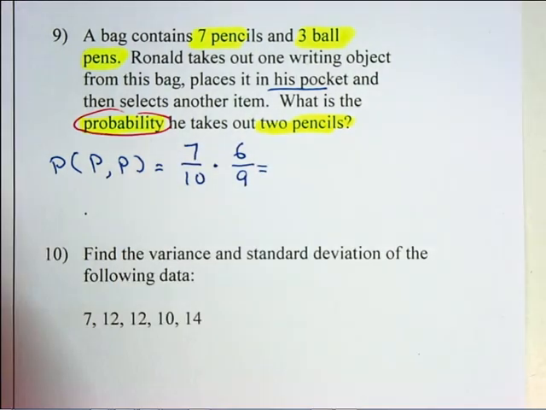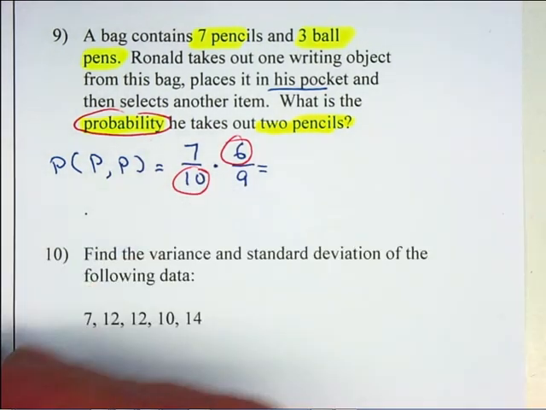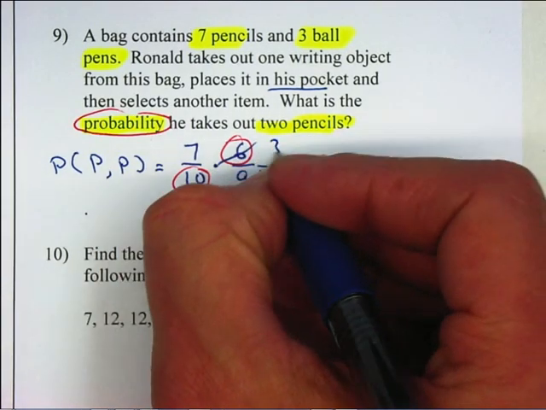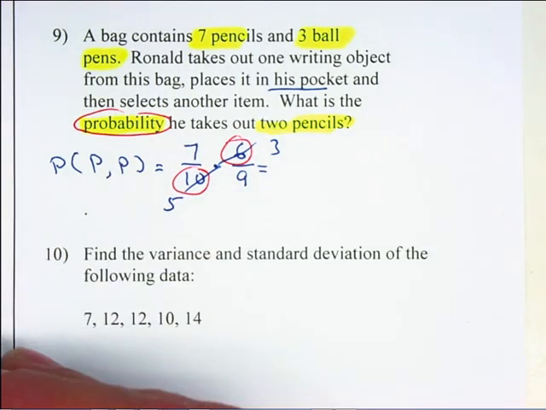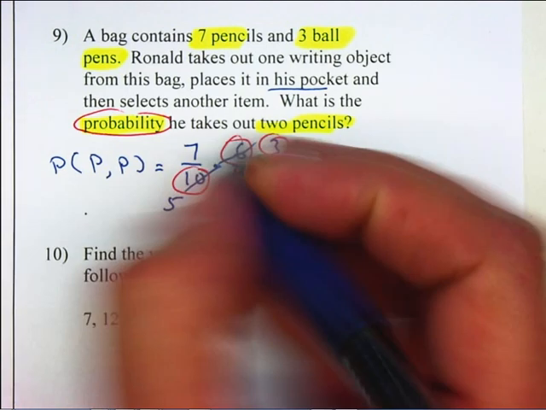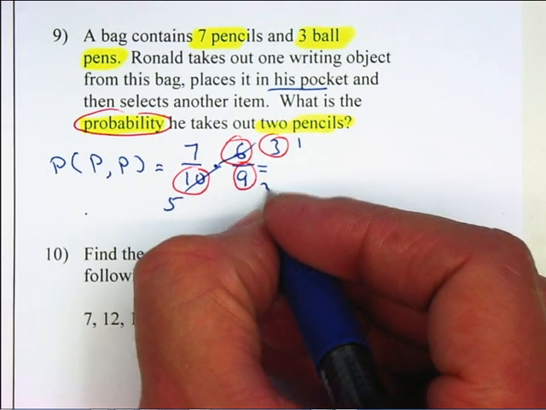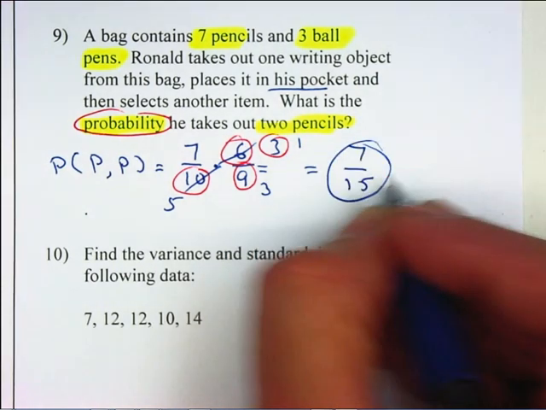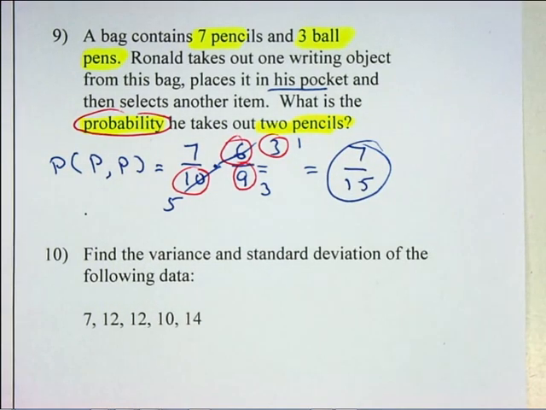So we're going to reduce. We're going to divide by 2. So it gives me a 3 and a 5. I'm going to divide that 3 and the 5. Divide by 3 gives me 1 and gives me a 3. So that gives me 7 over 15. Remember, you want to be able to reduce before you multiply it out.